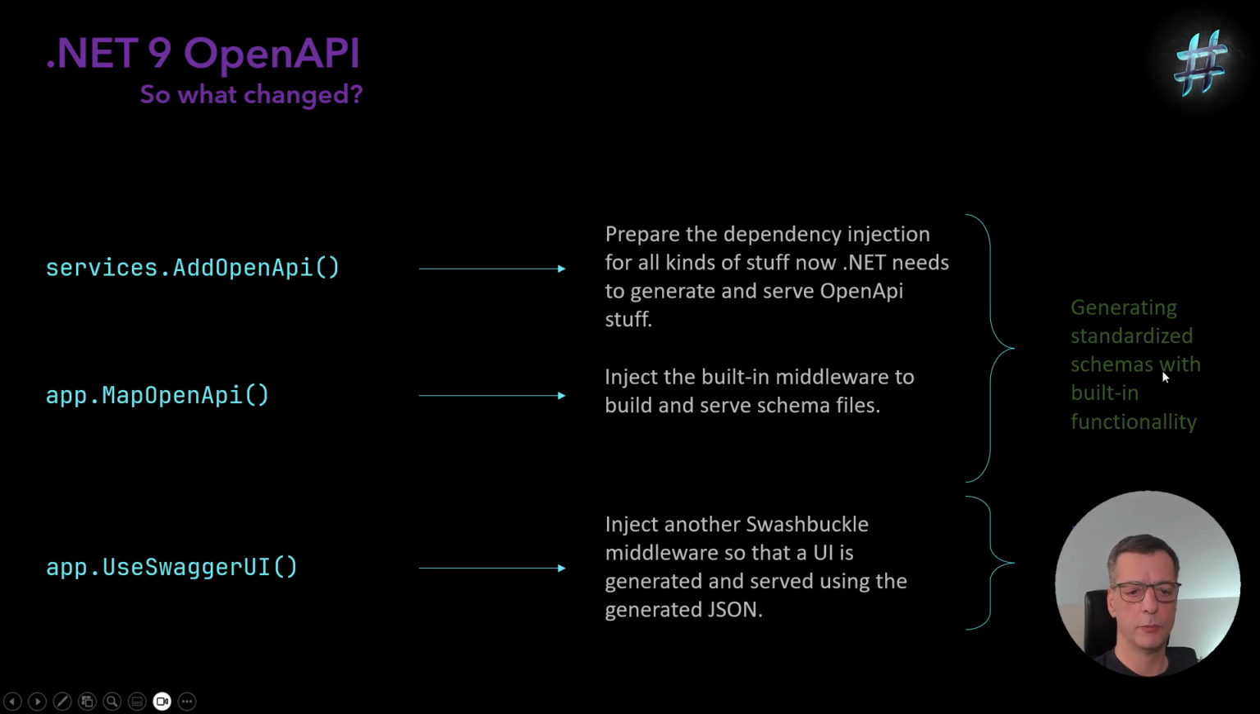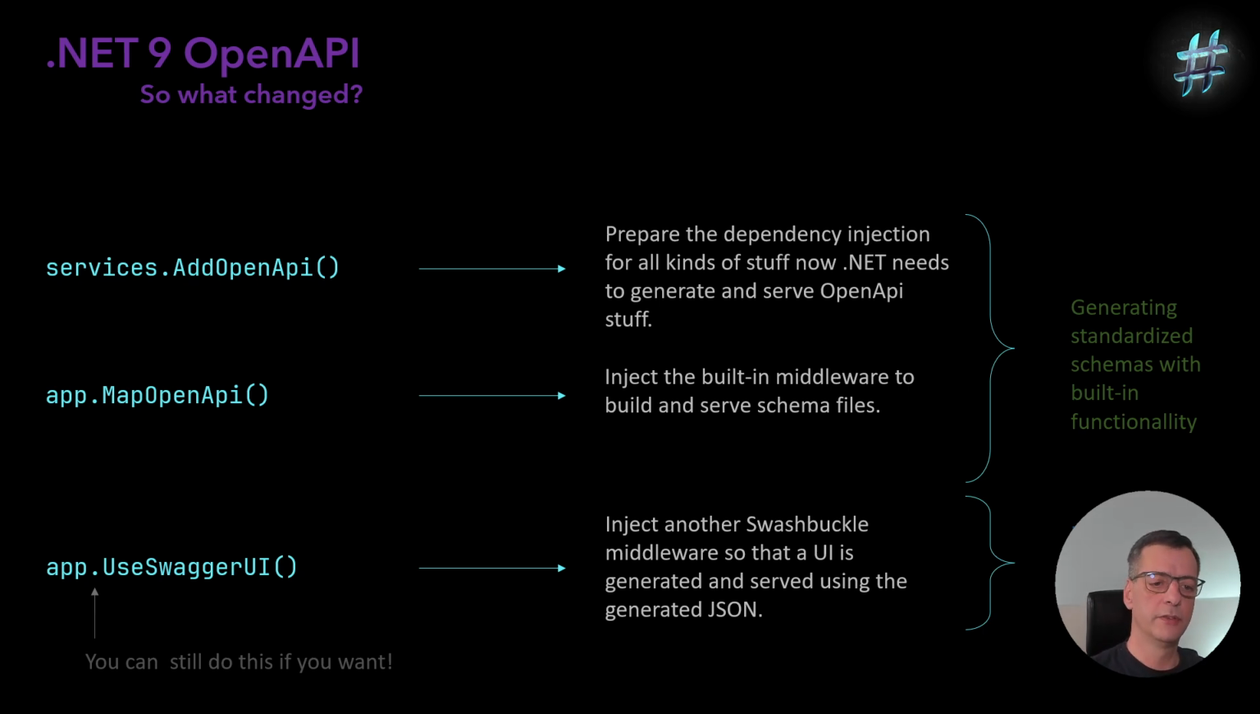And then you have a way to generate standardized OpenAPI schemas with built-in functionality instead of depending on Swashbuckle. This is the major change in .NET OpenAPI. That's it. So, this means you can still use Swagger UI. No problem at all. And that's exactly what we're going to do, because I want to keep Swagger UI, but I don't want Swashbuckle to generate the OpenAPI stuff. I want to use the topmost two things to generate all the OpenAPI relevant stuff, and then use Swagger as a UI.